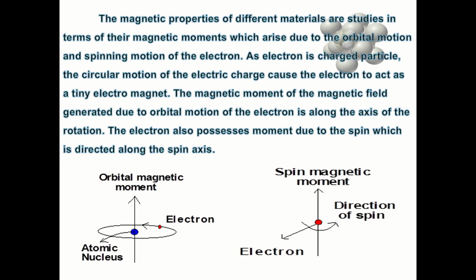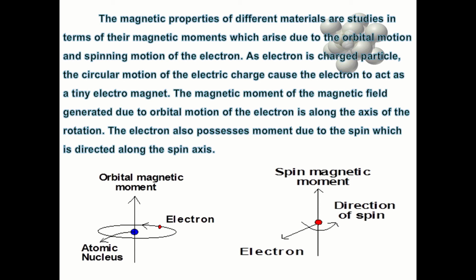You can see in the diagram, and you also know, that an electron in an atom has two types of motion. It not only moves in definite shells, but it also spins around its own axis. So the magnetic property is due to this only. The magnetic properties of different solids are studied in terms of their magnetic moments, and this magnetic moment in solids arises due to the orbital motion and spinning motion of the electron.